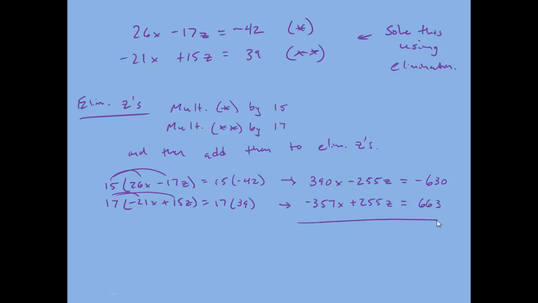Alright, and now we said we were going to add these. So I took care of multiplying each of them. Now I want to add these together. Realize when I add these, z's should be eliminated. That was our goal, right, to eliminate z's. If z's don't eliminate here, it means that you made an error somewhere.